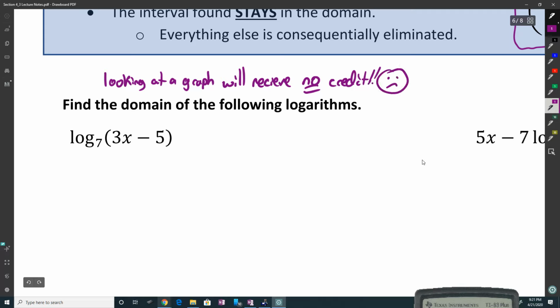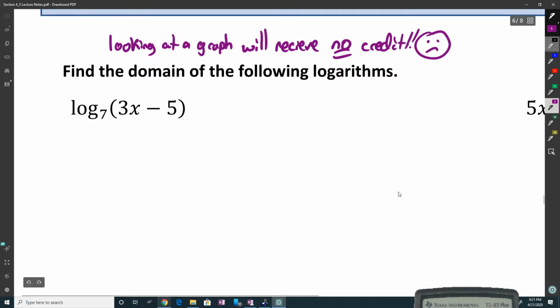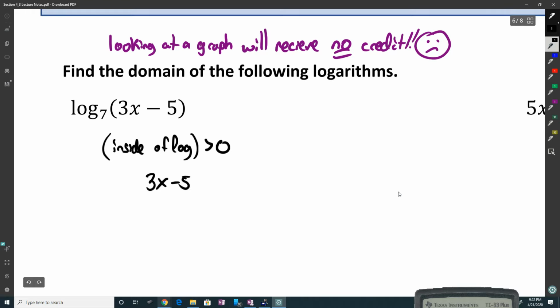No credit at all. You have to do this by hand. So find the domain of the following logs by hand. Well, all you got to do is that rule: the inside of a log has to be greater than 0. 3x minus 5 has to be greater than 0. So x has to be greater than 5/3.